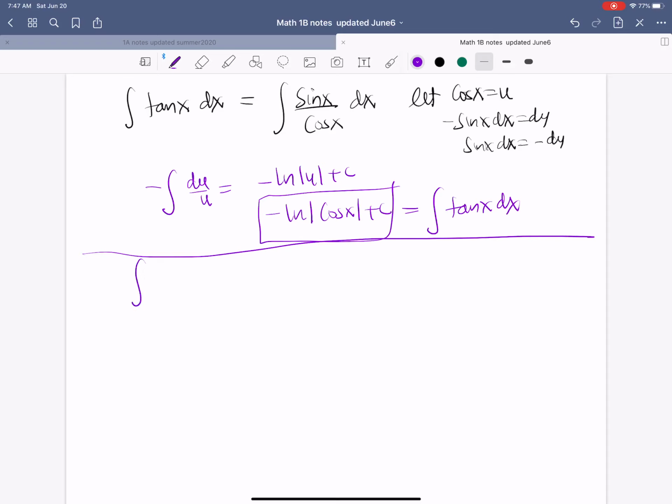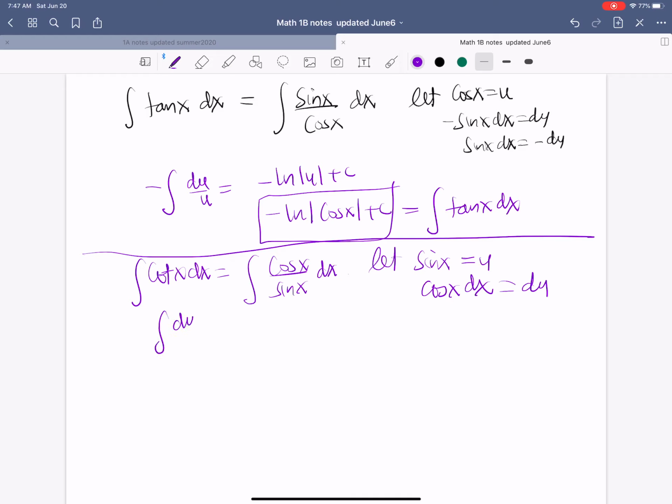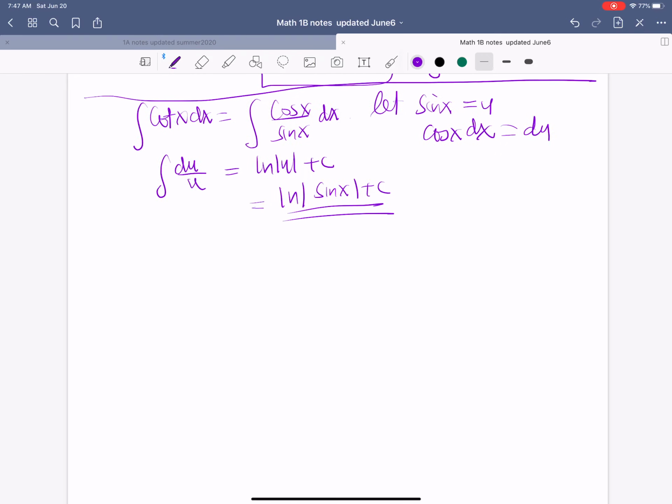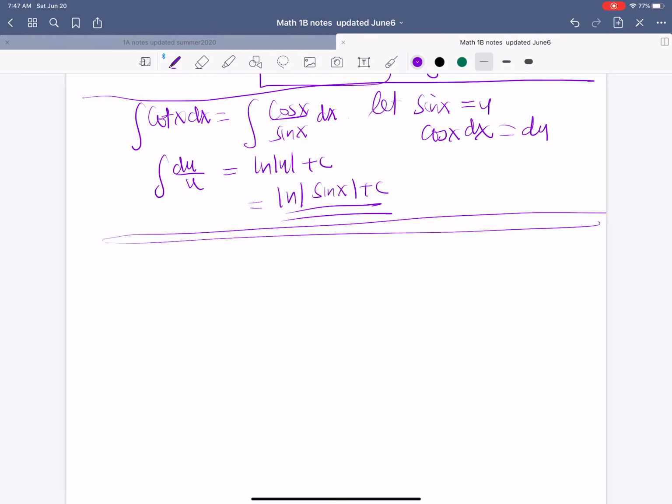The next one, we have cotangent x dx. Same kind of story. Cotangent x is cos x over sine x dx. So in this case, we're going to let sine x be the u, and cos x dx will be du. So we have du over u, which is natural log of u plus c. And in this case, the u was sine x, plus c. All right, another example.